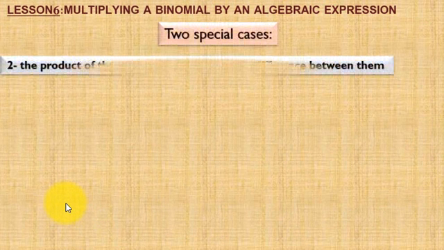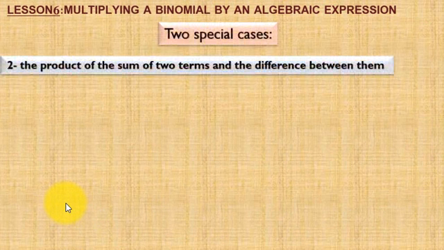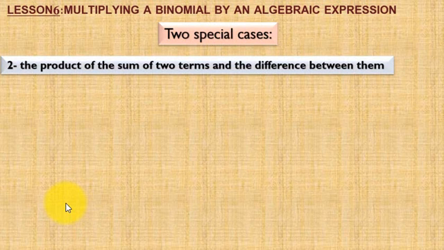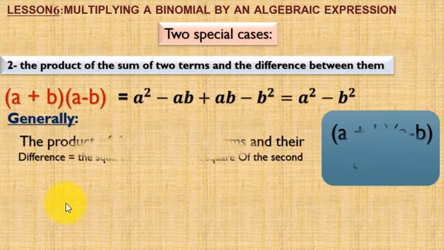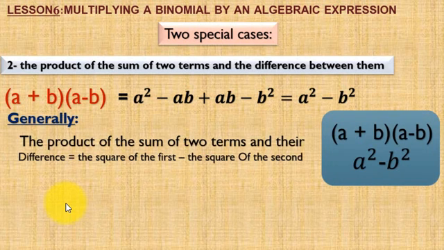We complete with two special cases, the product of the sum of two terms and the difference between them. How can we calculate (a plus b) times (a minus b)? We will multiply the first by the first minus the second by the second, because those are the sum of two terms and the difference between those two terms. So, generally we can say the product of the sum of two terms and their difference equals the square of the first minus the square of the second.